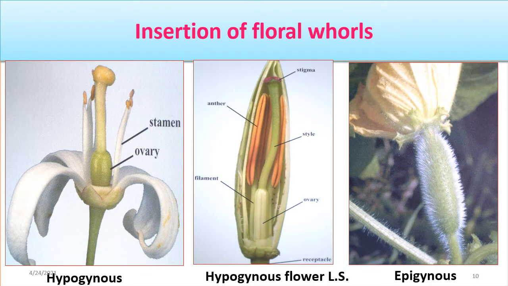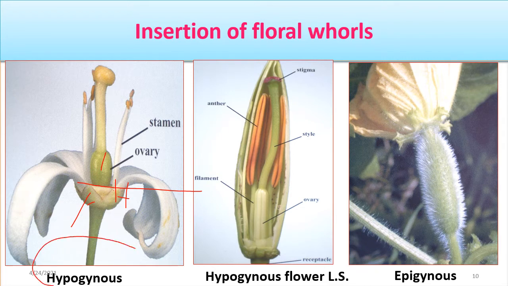Then next is insertion of floral whorls. If you look into this, the calyx is down, then this is the corolla, then the position of androecium, and this is gynoecium. So if you look, the attachment of calyx, corolla, and androecium is below the ovary, and such a type of flower is called a hypogynous flower.